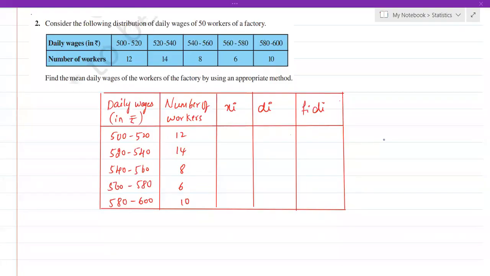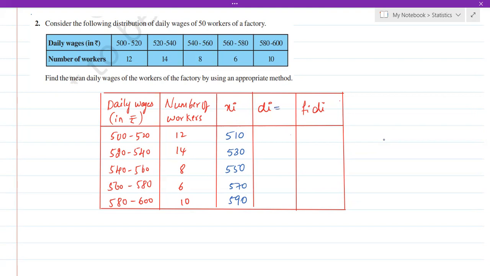So here, as you can see, I've reconstructed the table. Let's find xi. Xi is the middle value of the class interval. So for 500 to 520, the middle value will be 510. Or you can add 500 and 520 and divide by 2. That will also give you xi. So 510, here it will be 530, here it will be 550, here it will be 570, and here it will be 590. Remember, in all the three methods, we have to find the class mark, that is, xi should be found. Next, let's find di.